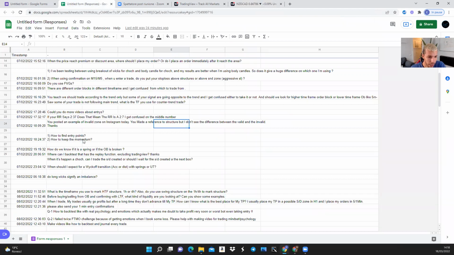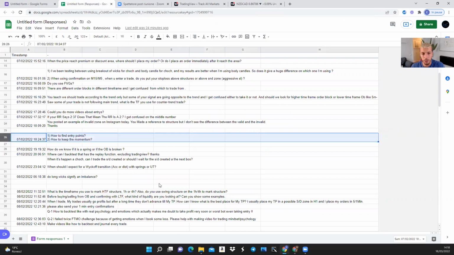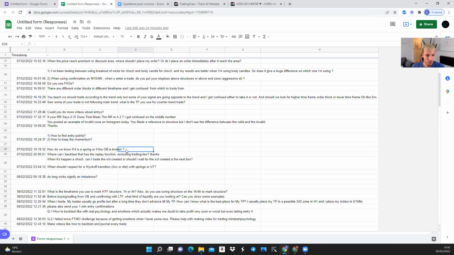How to find entry points and how to keep the momentum. Entry points, make sure to look at the backtesting file. These questions were from before I shared the backtesting file, so many of your questions are answered over there. How do we know if it is a spring or the order block is broken? If the order block is broken, it is no spring, it's just broken, it is not valid anymore.